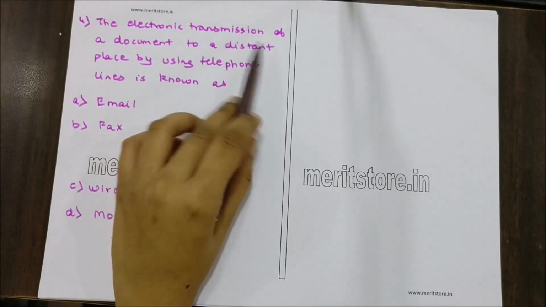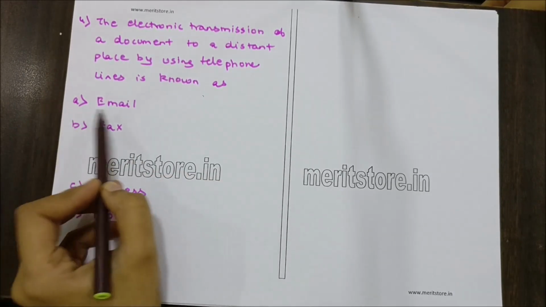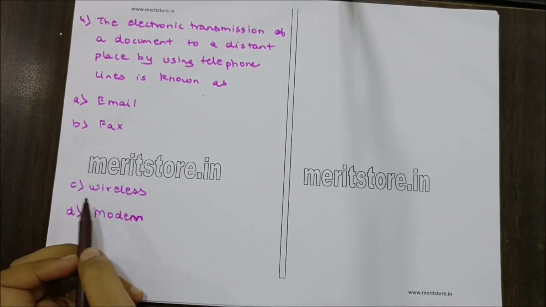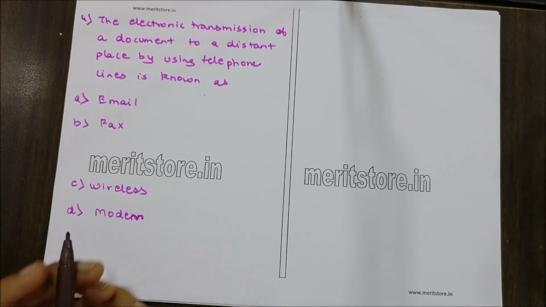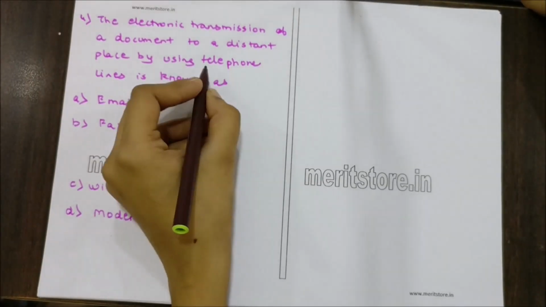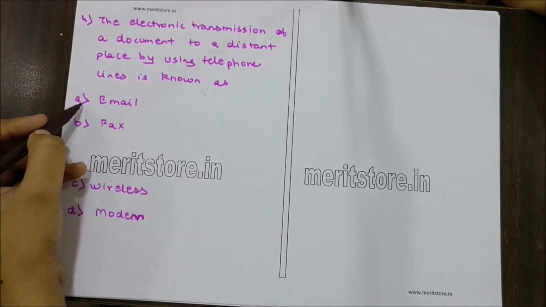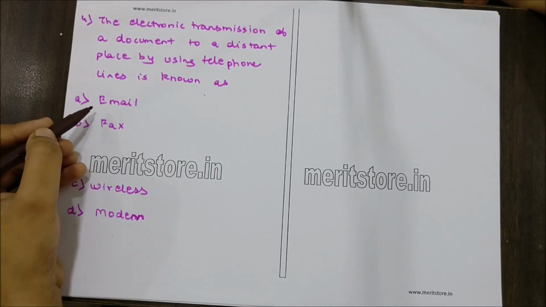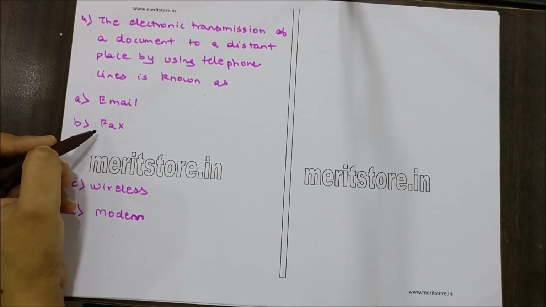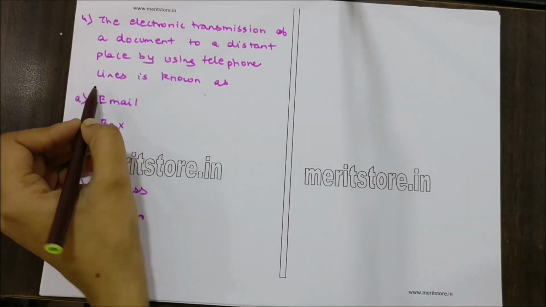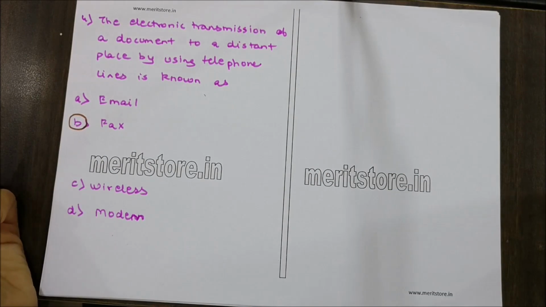Question 4. The electronic transmission of a document to a distant place by using telephone line is known as A. email, B. fax, C. wireless, or D. modem. Over here we know that any document that we need to send by telephonic lines, it is not by a wireless medium. There is a medium being used, and that is telephone lines. So it won't be email, it will be fax. Before emails came into being, there were faxes which were being sent through the telephonic mediums. After that the emails came through wireless mediums. So option B is the correct option.